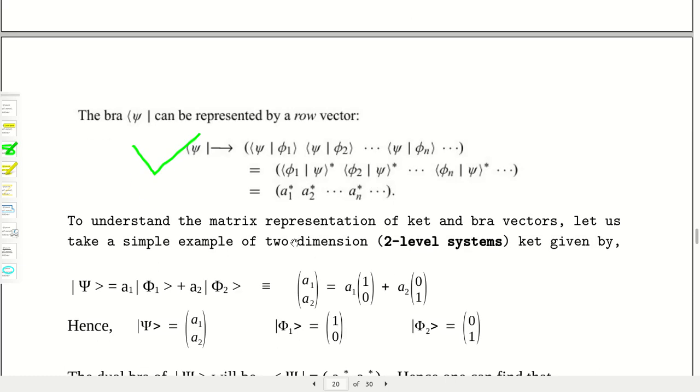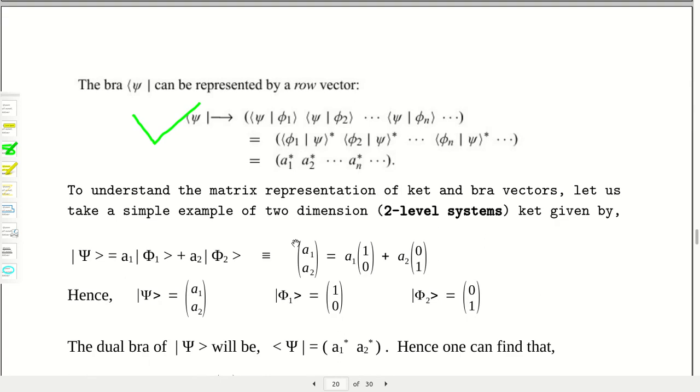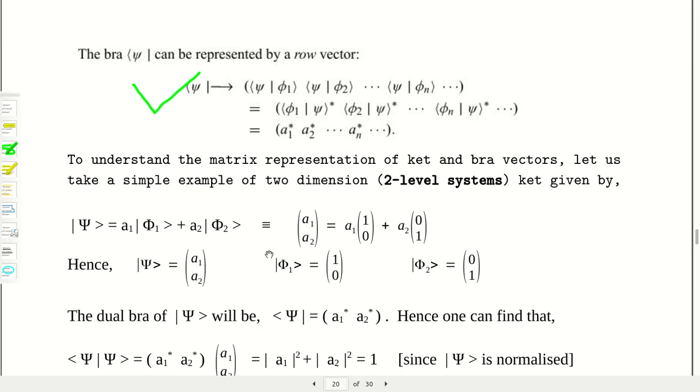Okay. Now let us take an example of a two-level system, to see how the matrix representations are done. The basis set contained infinite terms in the previous case, but sometimes the completeness will contain just two of them. That is called a two-level system, where two basis kets are there.